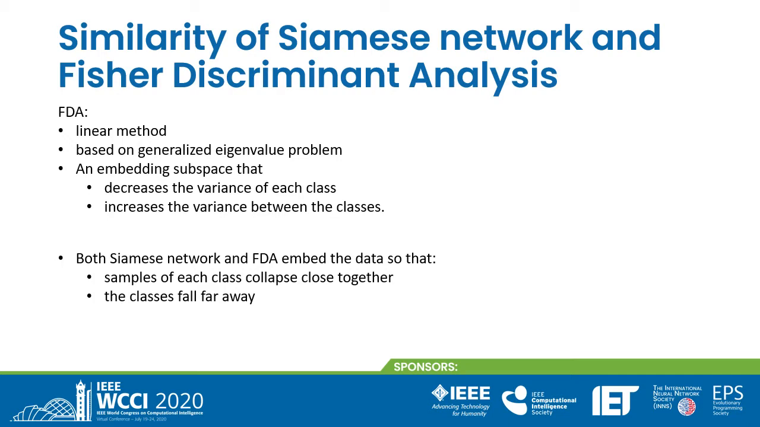Fisher Discriminant Analysis, or FDA, is a linear subspace learning method which is based on a generalized eigenvalue problem. It is an embedding subspace which decreases the variance of each class, or the intra-class variance, and increases the variance between the classes, or the inter-class variance. We see that both Siamese networks and Fisher discriminant analysis embed the data so that the samples of each class collapse close together, and the samples of different classes fall far away from each other in the embedding space. You can see there is a similarity between Siamese networks and Fisher discriminant analysis, and this motivated us to propose Fisher losses for Siamese networks.